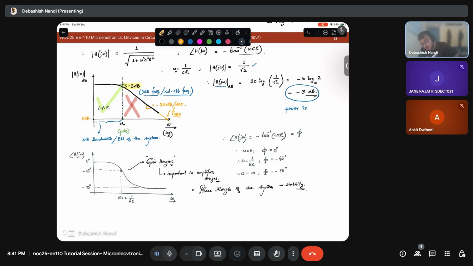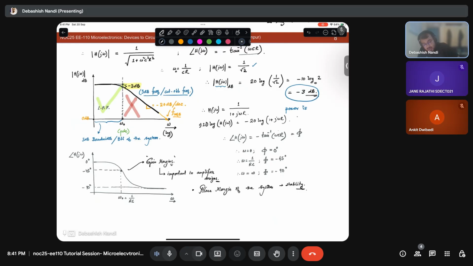Why is it so? Let's say your H(jω) is 1 by (1 + jωR), and you take 20 log of this. So this will be minus 20 log of 1 plus jωR, since log of 1 is 0.